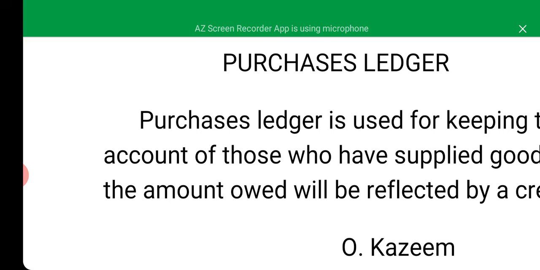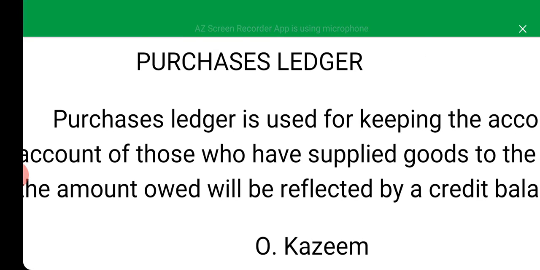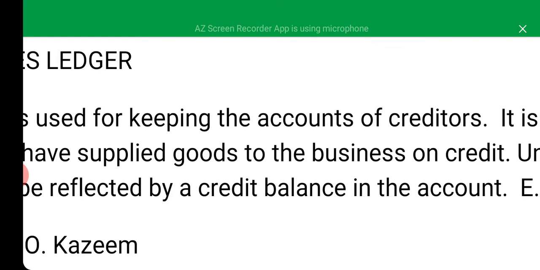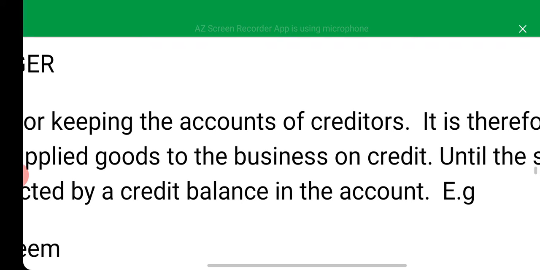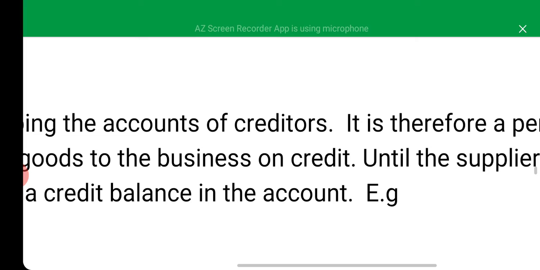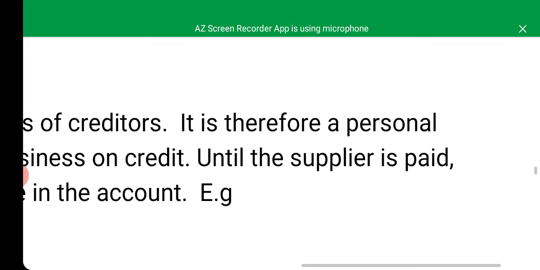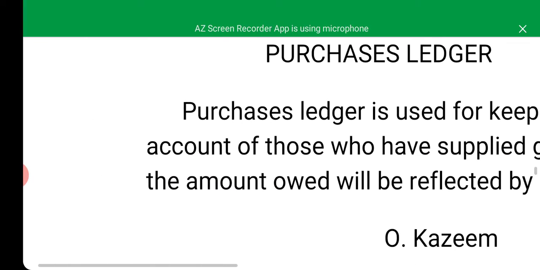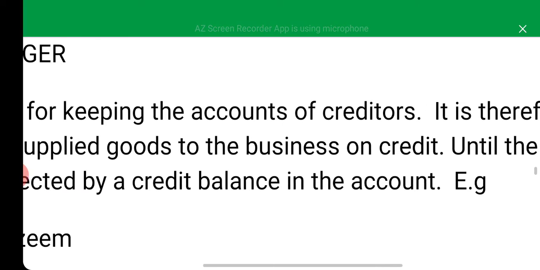Now the purchases ledger. The purchases ledger here, as I've said earlier, is used for keeping the account of creditors. Creditors may be the suppliers, the people, the organizations that we bought on credit from. So it's meant to keep the account of creditors. In other words, it is meant to record all credit purchases made. It is therefore a personal account of those who have supplied goods to the business on credit.